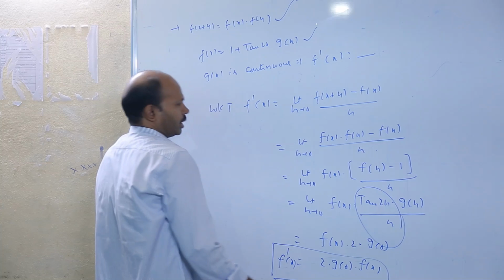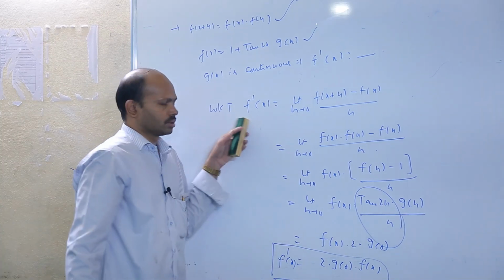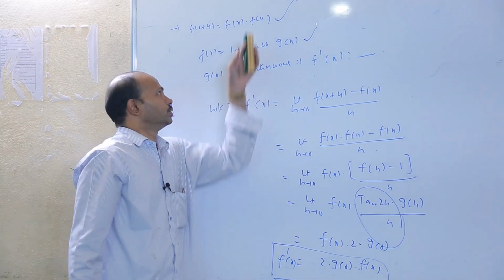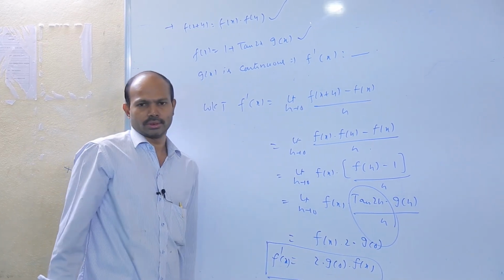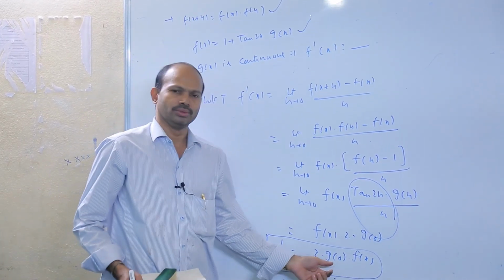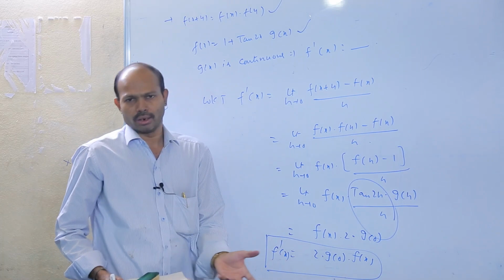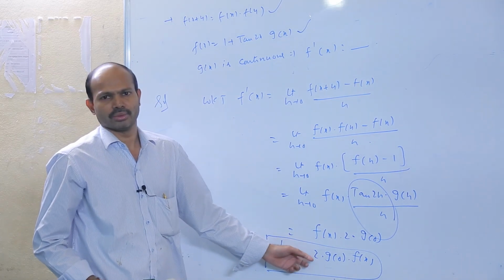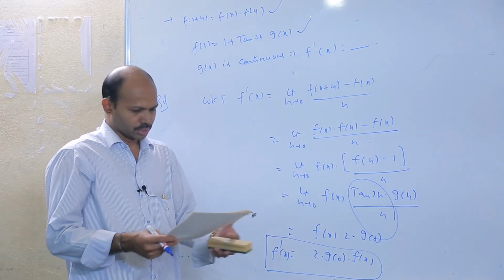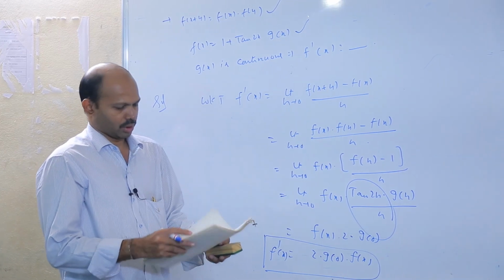So even if you have any such type of question, start with the fundamental definition. Use the given data, you get some conclusion. Sometimes you have the value of g of 0, you can apply it. If you don't have it, the answer must be in the form of g of 0. Coming to the next problem.